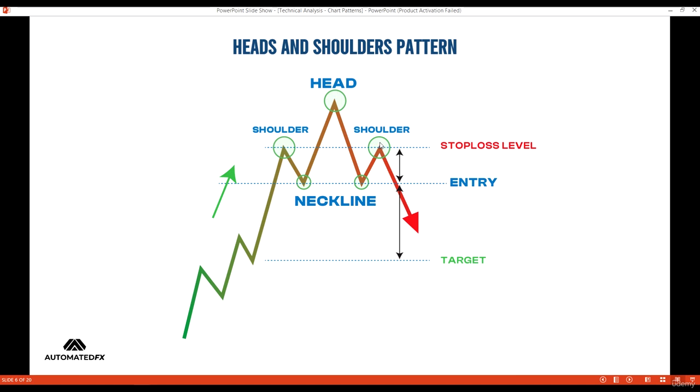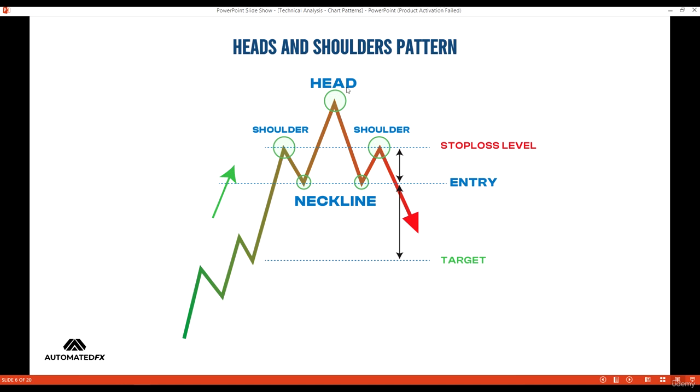Then it comes here and makes another high with this shoulder. It makes this high here, which is lower than this other high here. Then it comes down. So after we observe this, we predict that the market will go down to at least this level. This is a reversal pattern, a pattern that shows a possible reversal in the market.